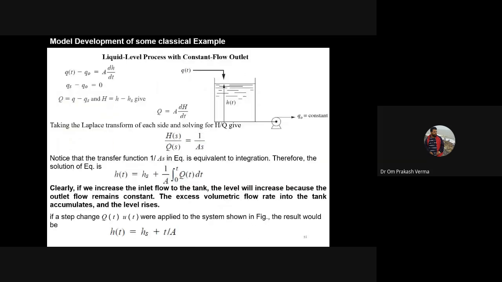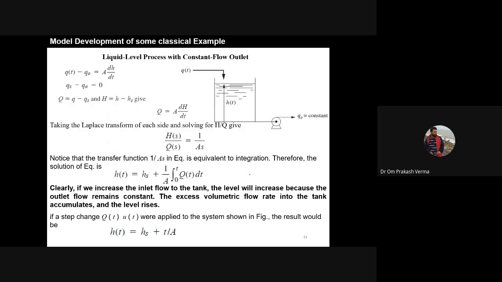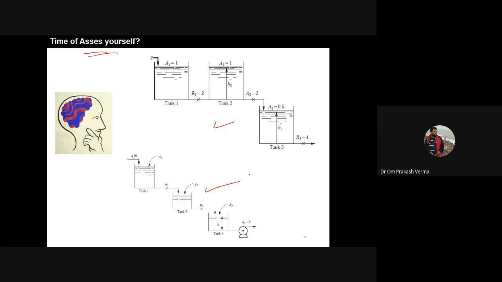So try to develop the model as an assignment problem. As an assignment problem, just write down this question in your notebook and try to solve it. Okay, and the rest we will discuss in the next class, from the constant flow outlet transfer function. Right. Okay sir. So thank you.